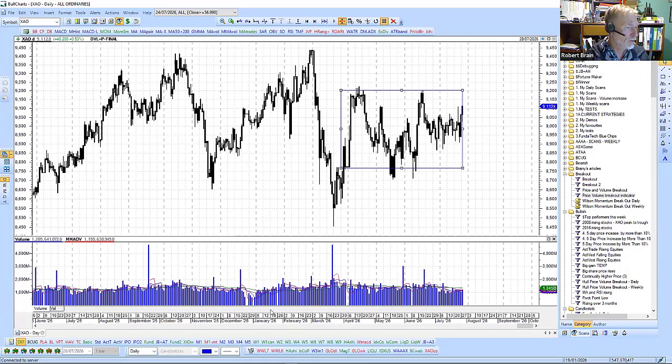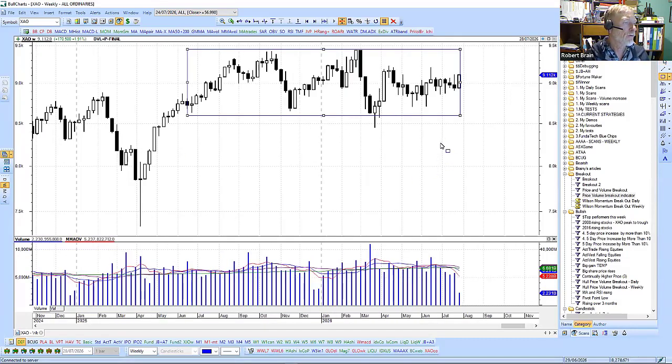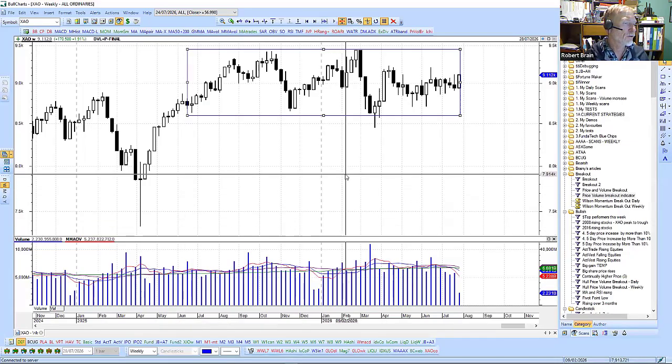And if you zoom out to a weekly, there are a couple of ways to do that, and expand that rectangle a bit. Some people say that the index is the market. It is, but it isn't. So the index has been range bound in this range since June of last year. That's 13 months.